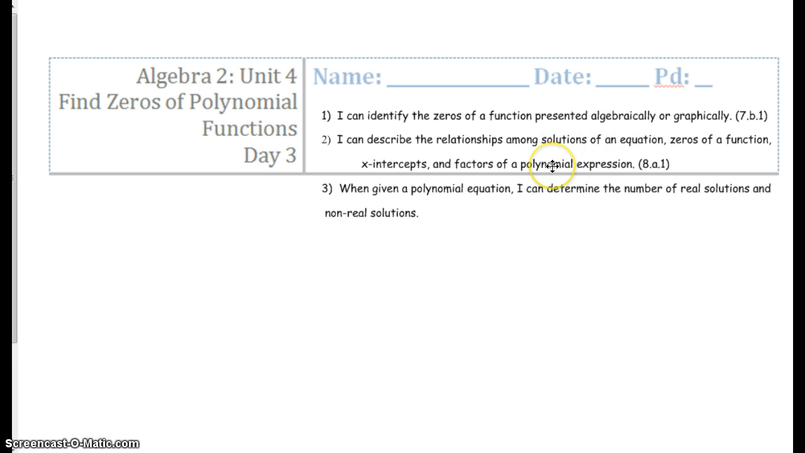night. The number 2 learning target is making sure you understand and remember that our solutions of our equation are zeros or x-intercept factors. And we touched on this last notes and last unit, so this one we are getting pretty good at. Our third one is when you're given the equation, I can determine the number of real solutions and non-real solutions. So that one we'll be working on tonight.